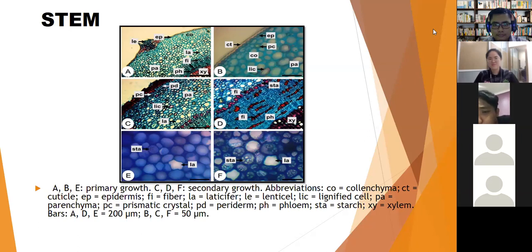In secondary growth, in figure C, we can see the development of the periderm. In the cortical region of the stem, both primary and secondary laticifers, lignified cell, and prismatic crystal in figures A and C were found. In the pith of the stem, in both primary and secondary growth, only laticifers and starch grains occur. That is in figure E and also figure F. So that is the abbreviation for the terms: CO for collenchyma, CT for cuticle, and more of it. All right, next.